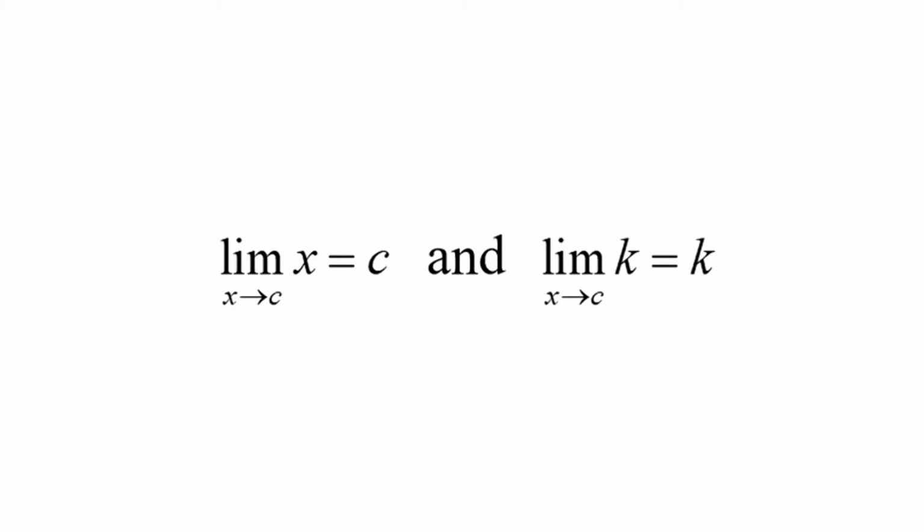In the previous sessions, we frequently used the basic limits: the limit of x as x approaches c is c, and the limit of k as x approaches c is k, where c and k are fixed real numbers. We now prove these using the epsilon-delta definition. We first prove the limit of x as x approaches c is c. Here f of x equals x and L equals c. Let epsilon greater than 0 be given.